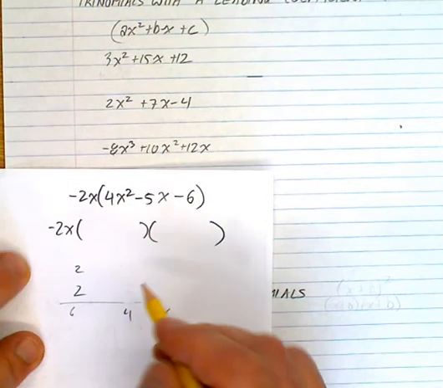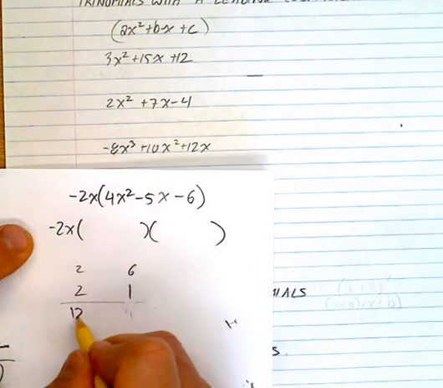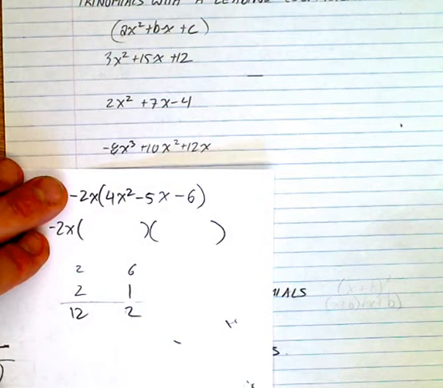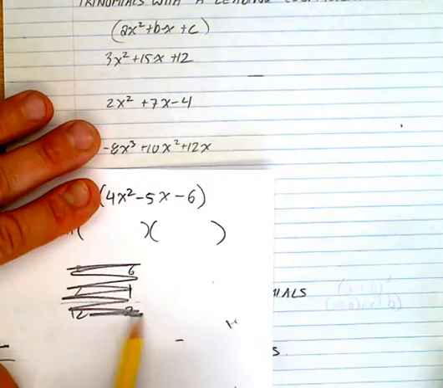How about 6 and 1? Okay, that gives me 12. That gives me 2. That gives me 10. That's not going to work. So I can't do anything else over here. So it means that the 2 and 2 has to go. Let's get rid of it.